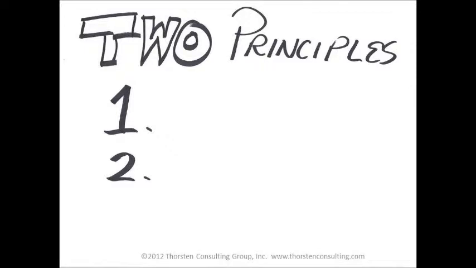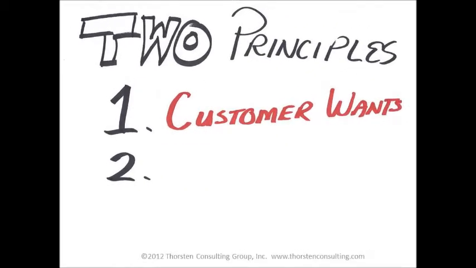Lean management techniques are based on two major principles. The first principle is that the products, the services, or the components of the product or service that you produce should be based on what the customer wants. If the customer does not want it, you should not be producing it.